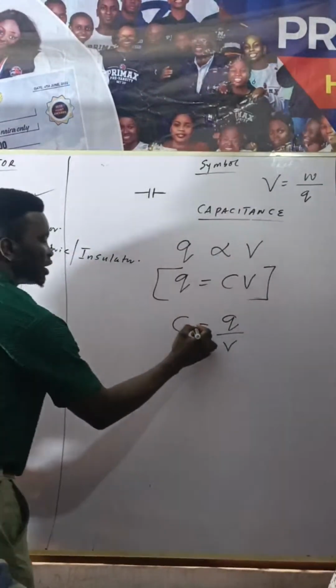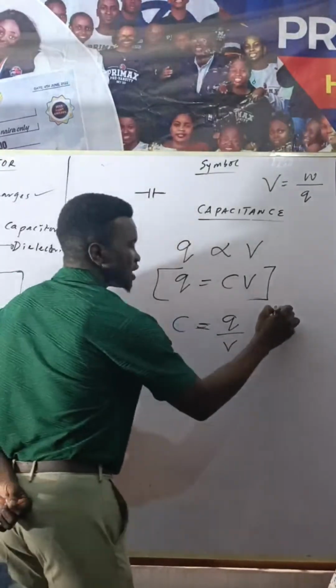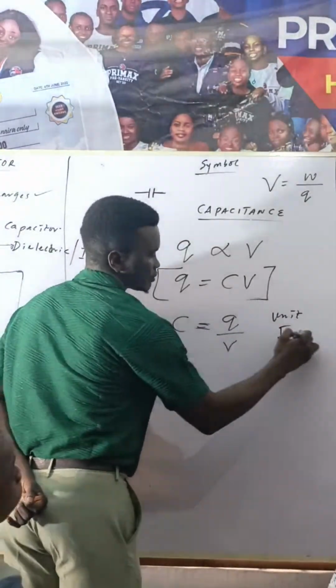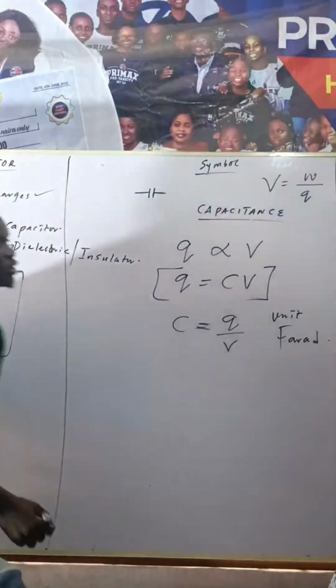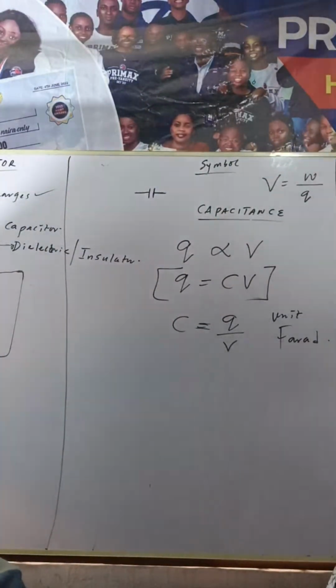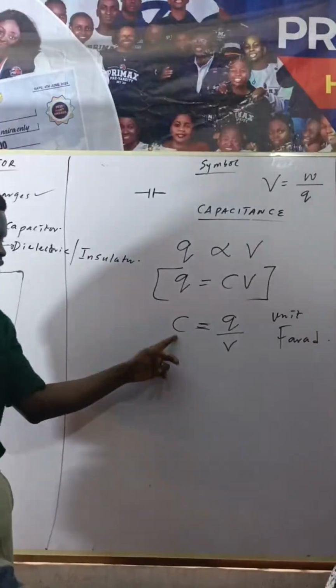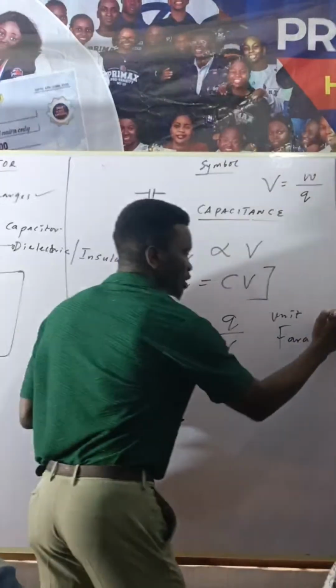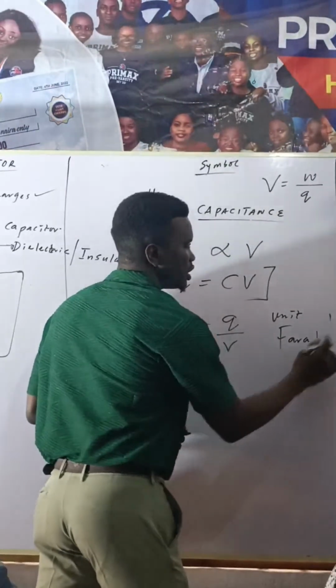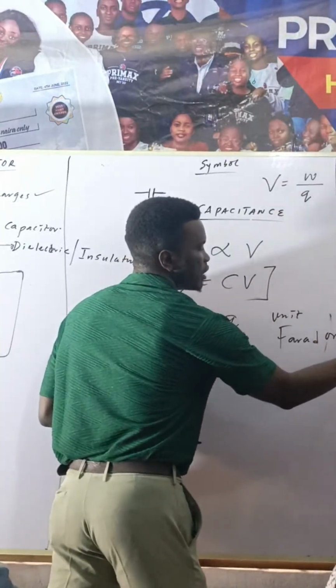From what we have here, the unit for capacitance is what? The unit for capacitance is farad. So if I ask you, what other units do you think farad can be? Especially if you are writing exams, these are things you have to be careful of. Farad is also coulomb per volt. Do you get? Because that's the unit of capacitance. So we can also say coulomb per volt.